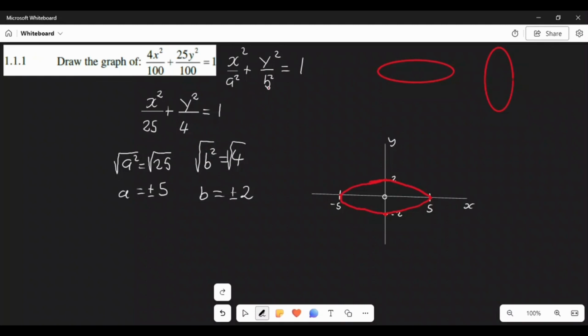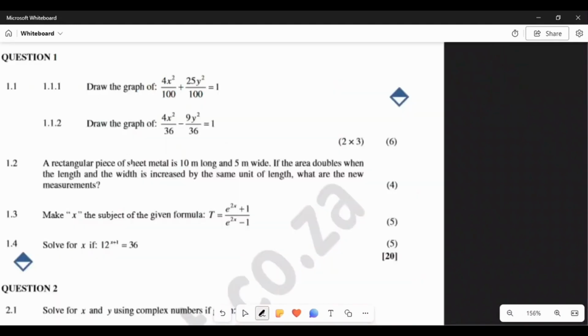Okay, how do you know this is an ellipse? Whenever there is a plus here and it's equal to 1, just know that this is an ellipse. They can trick you, but this one is basically straightforward. You didn't need much to simplify. All right, guys, we are done with question 1.1. It's time for us to do question 1.1.2.